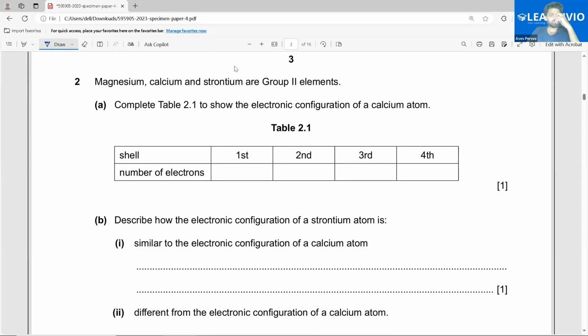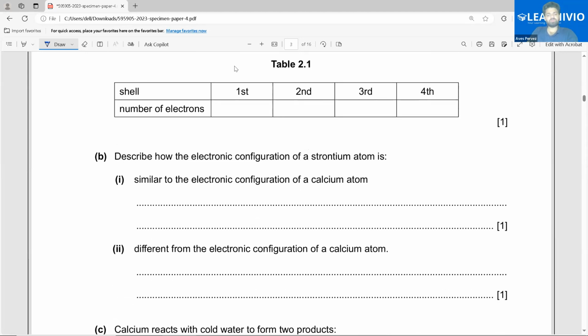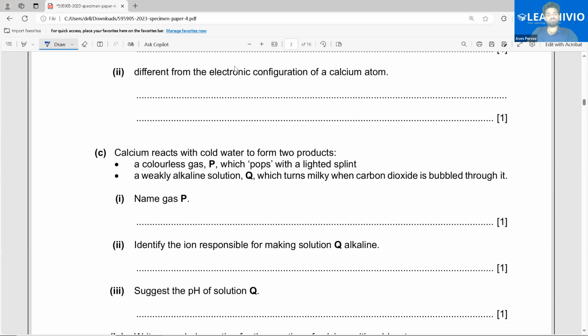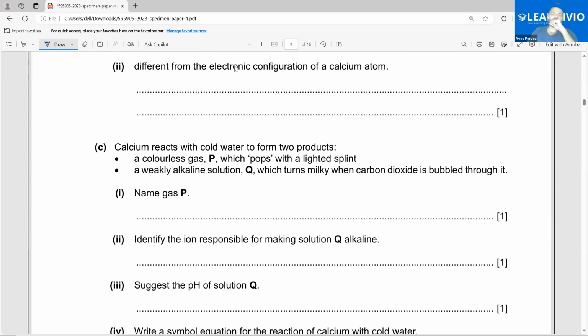Magnesium, calcium, and strontium are group 2. Now this is from the C part of this one. Calcium reacts with cold water to form a product, a colorless gas P, which pops with a lighted splint. When we bring a burning splint toward it, it produces a pop sound.